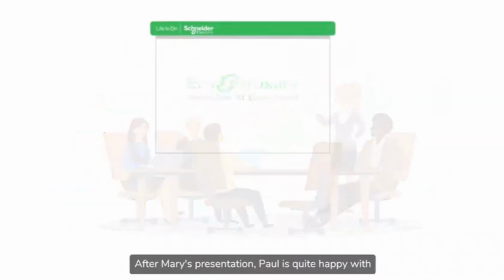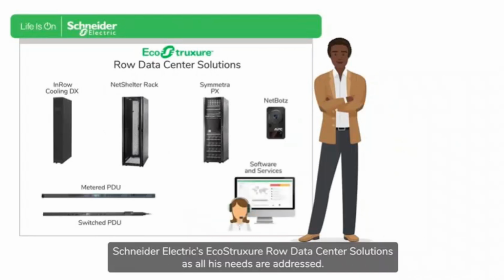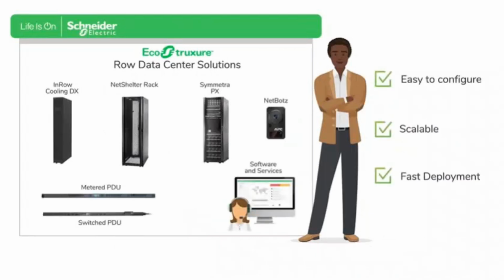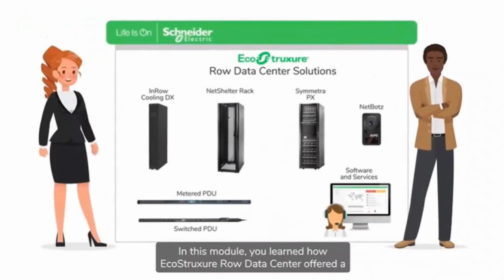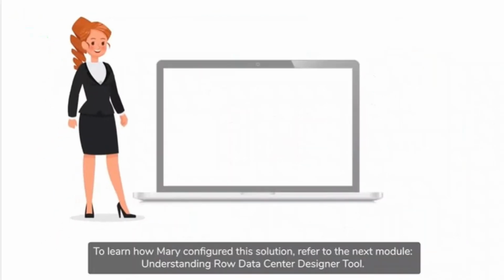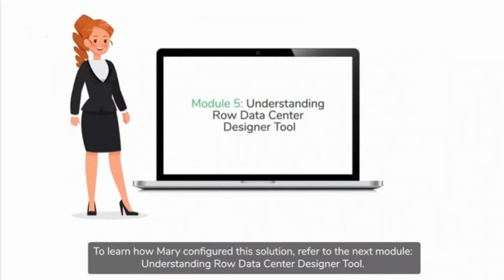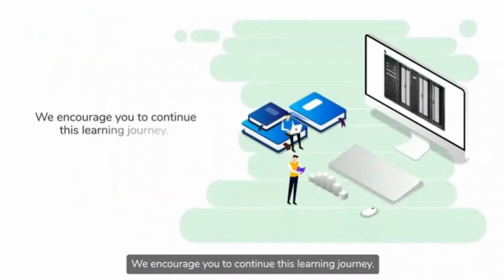After Mary's presentation, Paul is quite happy with Schneider Electric's EcoStruxure Row Data Center solutions, as all his needs are addressed. In this module, you learned how EcoStruxure Row Data Center offered a standardized, adaptable, and scalable row-based solution to Paul. To learn how Mary configured the solution, refer to the next module, Understanding Row Data Center Designer Tool. We encourage you to continue this learning journey.